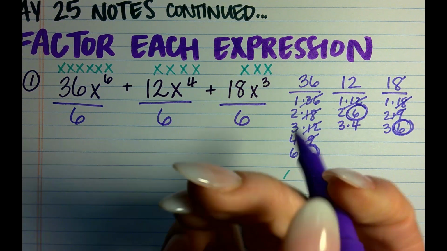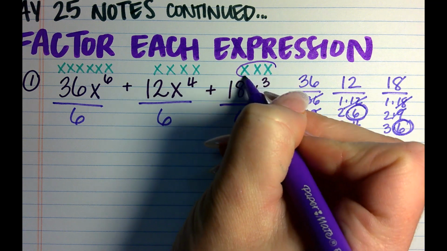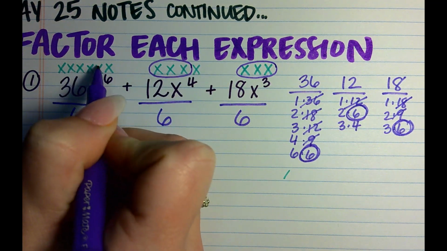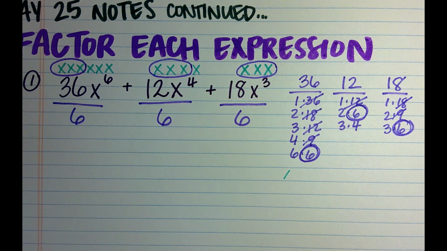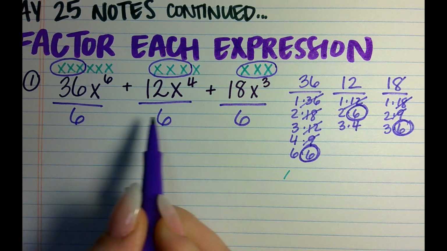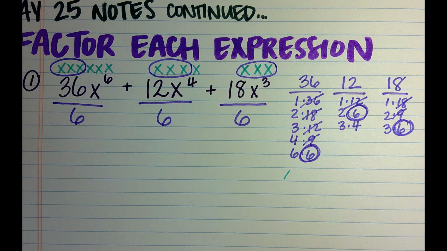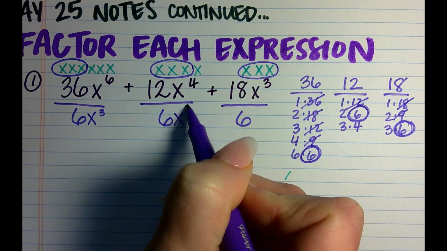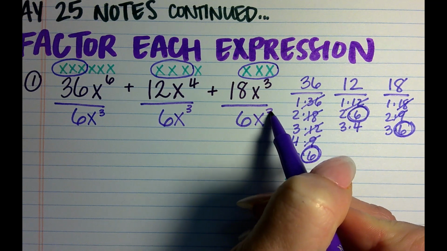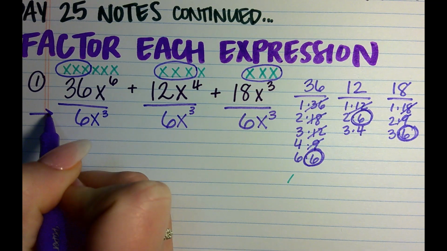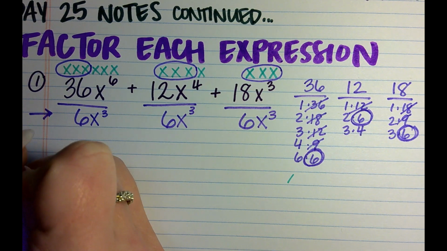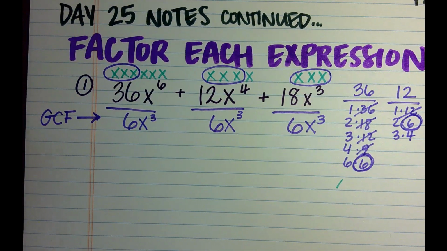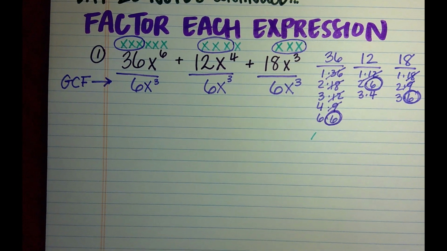Good. We could think of it like that. I've got 3 x's here. That's my smallest number. I can fit 3 x's into all 3 of these. It works. Okay, so what am I writing next to 6 for all of these? x to the 3rd power. Good. So 6x to the 3rd power is our GCF. That's what we just found, our GCF.